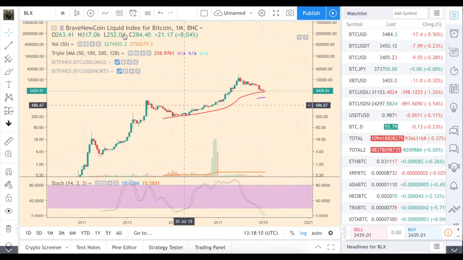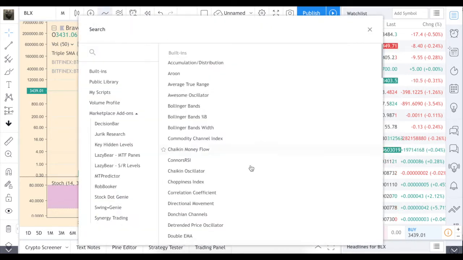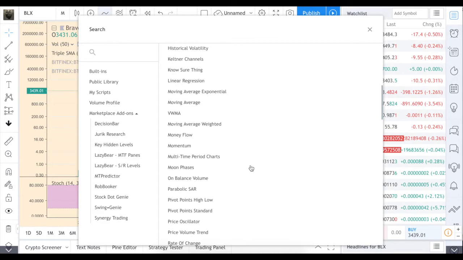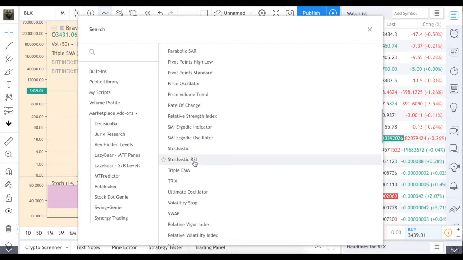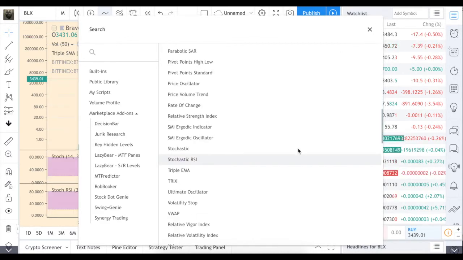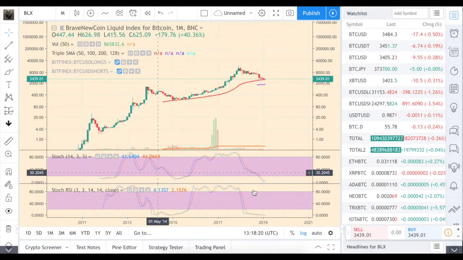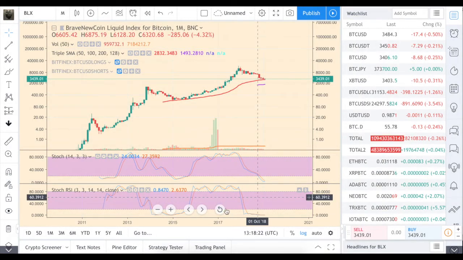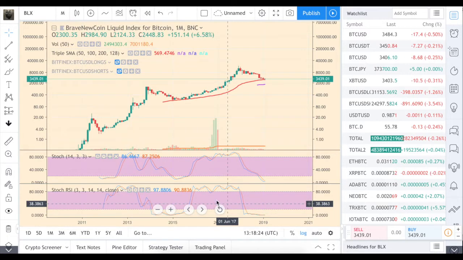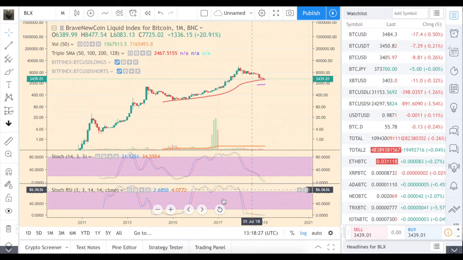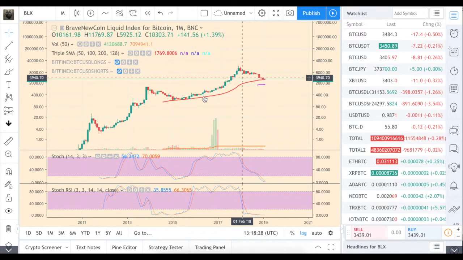I must say that a lot of people are looking not at the stochastic oscillator but at stochastic RSI. And the difference is that stochastic RSI tracks the behavior of RSI, not the behavior of the price.